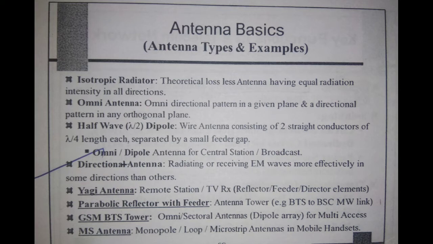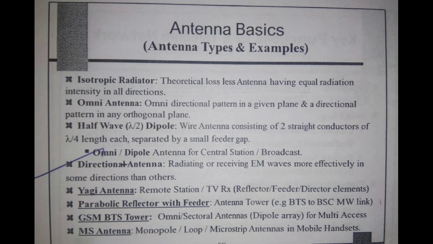Half wave dipole, which is lambda by 2, is a wire antenna consisting of two straight conductors of lambda by 4 length each, and two parallel lambda by 4 becomes lambda by 2, and it is separated by a small feeder gap. What are omni or dipole antennas? They are basically used for central station or broadcast. And if we talk about the directional antenna, their radiating energy is in a particular direction.